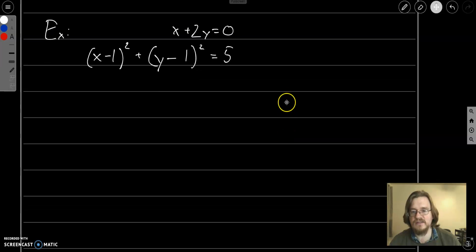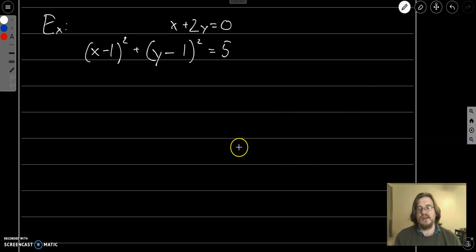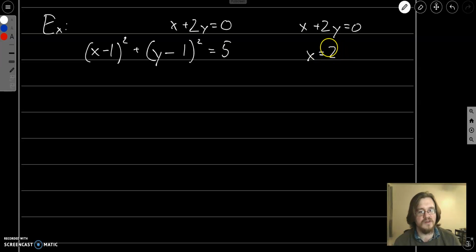Let's look at this guy. So this bottom equation looks a little bit more complicated. This top one is not too bad. And if I want to use substitution, I can solve for one of these pretty easily. And in fact, if I solve for x here, x will be equal to negative 2y after I subtract 2y from both sides. Perfect. So now I know that x is just equal to negative 2y.